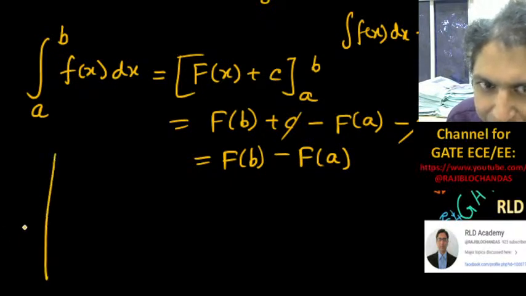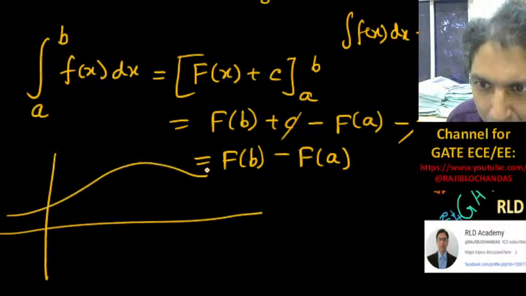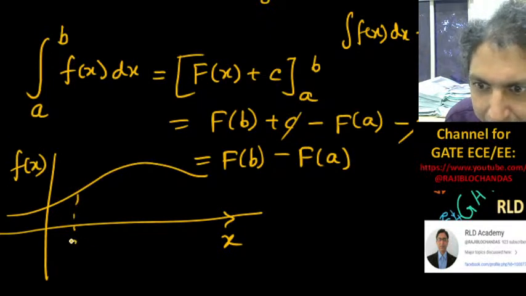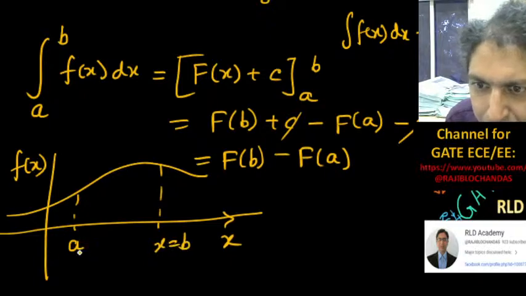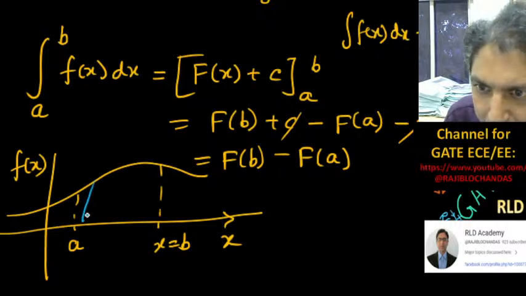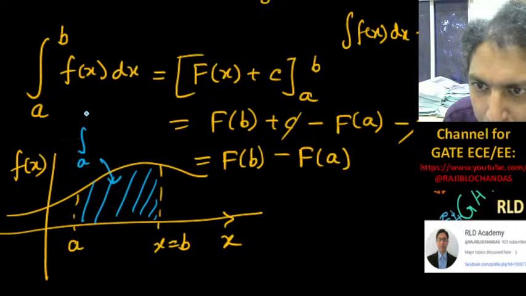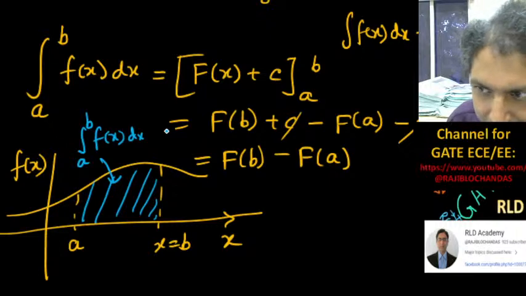Now what is the meaning of this integration? Suppose I have one function, this one, and this is your x-axis, this function f of x, and this is the point x equal to a, this is the point x equal to b. Now this integral is nothing but the area under this curve within this range a to b. So this area is simply integration a to b f of x dx. It's a very simple thing.